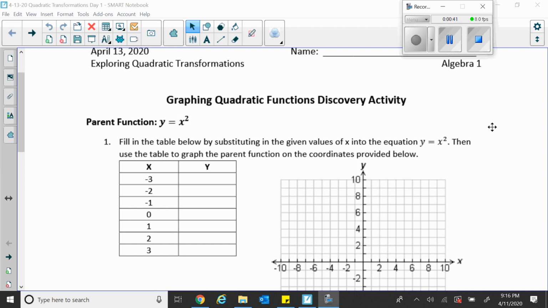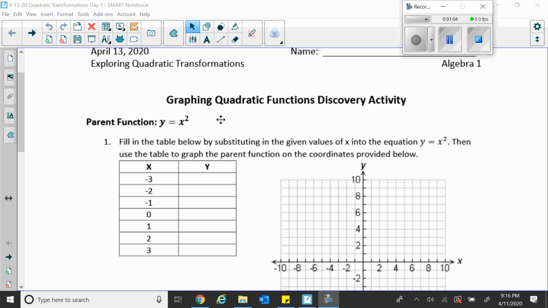Okay, so first what we want to do is graph something called, and if you look right here, it's called the parent function. So it is y equals x squared. If you read this, it says, fill in the table below by substituting in the given values of x into the equation y equals x squared. Then use the table to graph the parent function on the coordinates provided below.